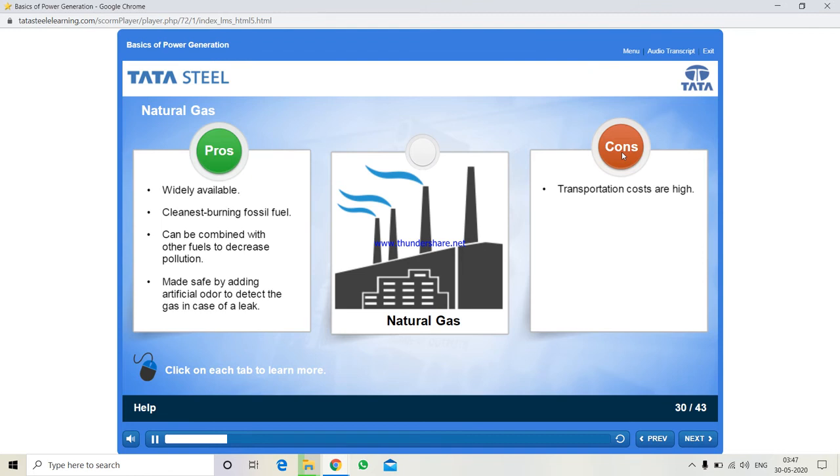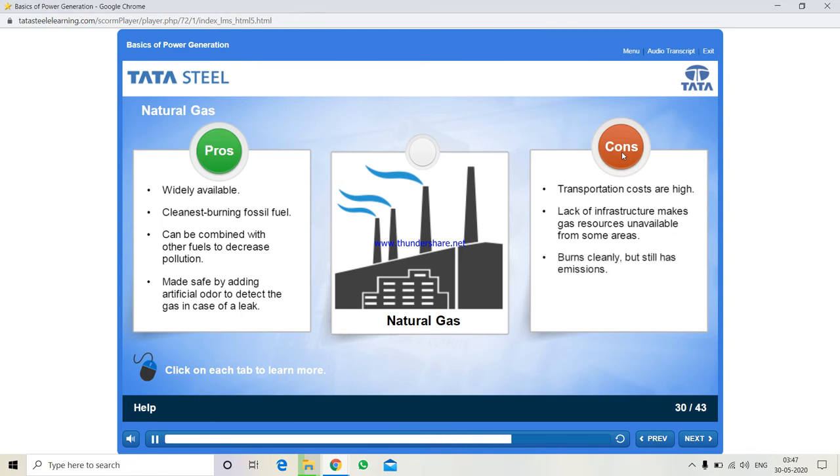Transportation costs are high. Lack of infrastructure makes gas resources unavailable from some areas. Burns cleanly but still has emissions. Pipelines impact ecosystems.